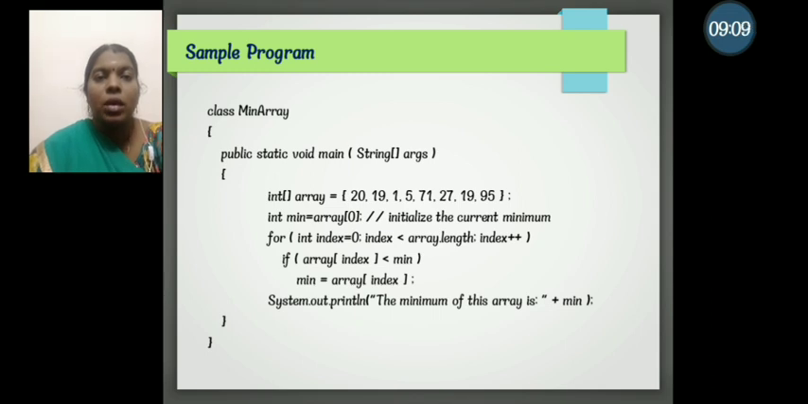So in this program, int[] array equals 20, 19, 1, 5, 71, 27, 19 and 95 are the values initialized to the array called array, and they have given the minimum as array[0]. By using the for loop the minimum value is calculated and stored in the variable called minimum. So this is the way in which you are going to have your array declared and used with the help of a for loop.